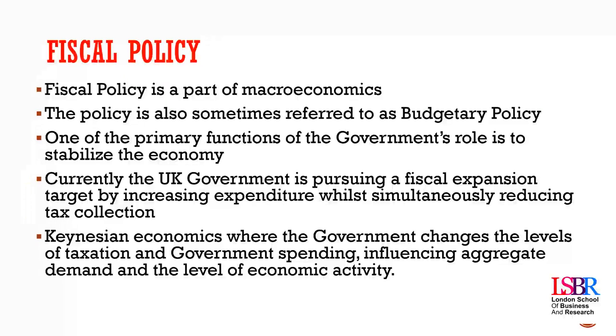Now, there's a few different branches of economics that represent how that happens. And one of the key ones, or one of the popular models that are used, is called Keynesian economics. So the Keynesian economic model is where the government changes the level of tax and government spending so that it influences aggregate demand and the level of economic activity. So what do I mean by that?